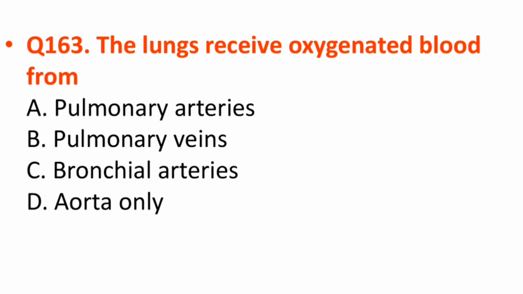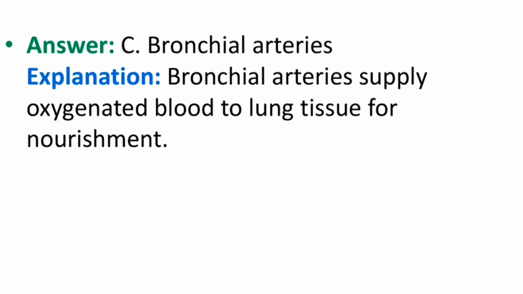The lungs receive oxygenated blood from option A pulmonary arteries, option B pulmonary veins, option C bronchial arteries, option D aorta only. The correct answer is option C bronchial arteries. Bronchial arteries supply oxygenated blood to lung tissue for nourishment.